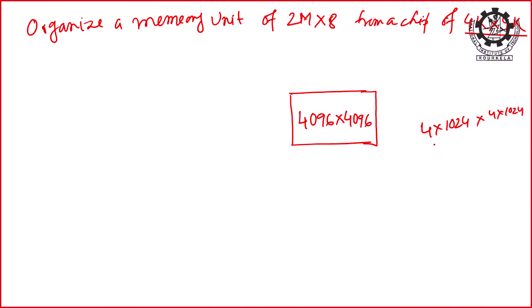Therefore, 2 to the power 2 into 2 to the power 10, and this is also 2 to the power 2 into 2 to the power 10. So in total it comes to 2 to the power 24 bits. The total memory module has that many bits. So you have to form a memory module like that, where each row has 4096 bits.